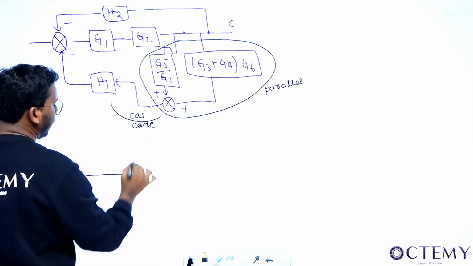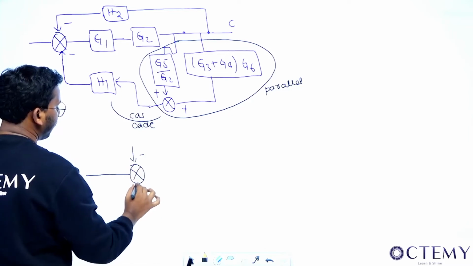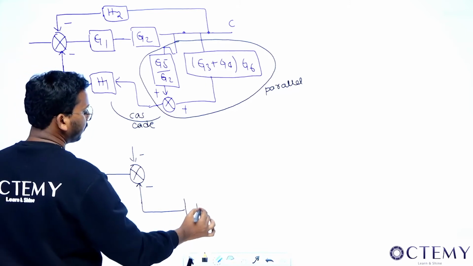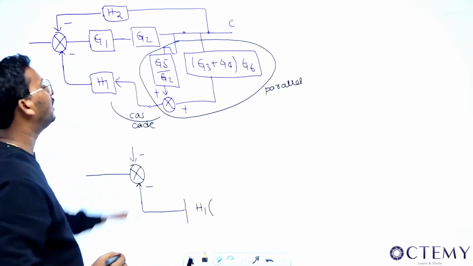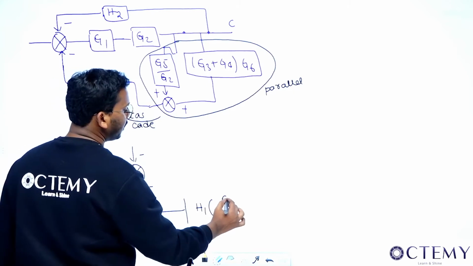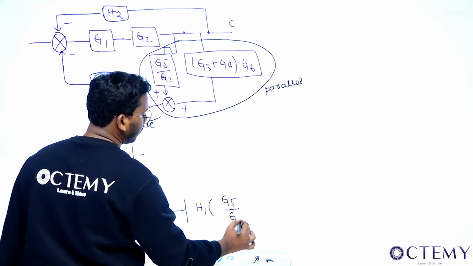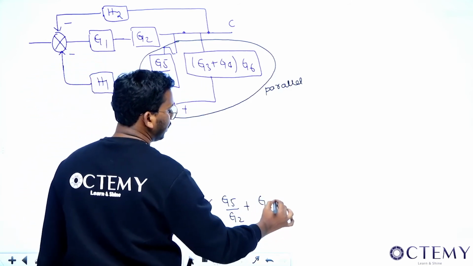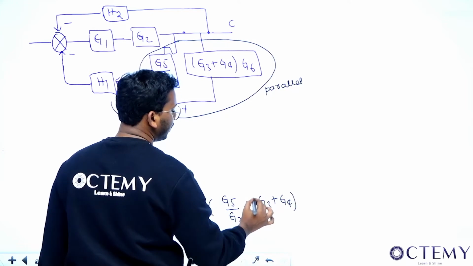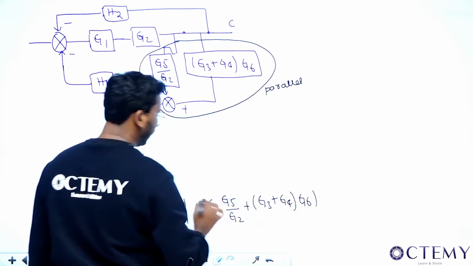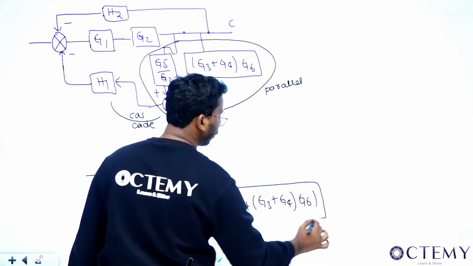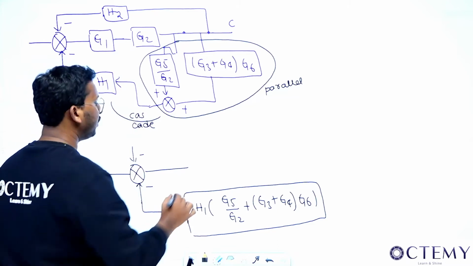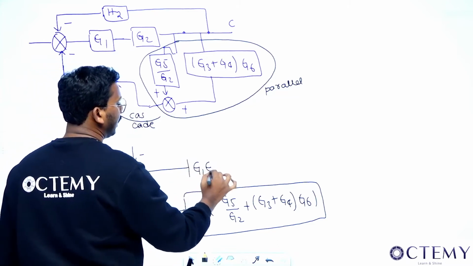So see, sir, what will that become? This summing point is there. This is negative coming here, negative coming here. And this has finally changed to H1. It is in cascade, so multiplied with the sum of these two. What are these two, sir? G5 divided by G2 plus G3 plus G4 into G6. This is all in feedback, sir. And your forward path gain has G1, G2.